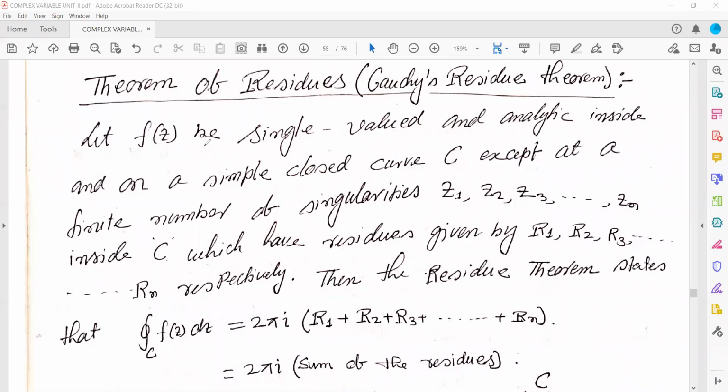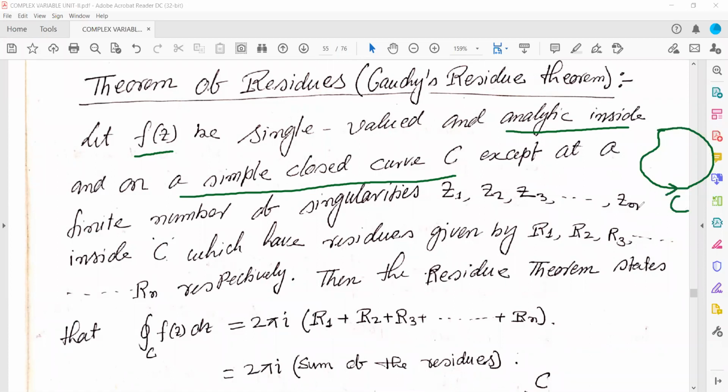Okay, so what is that one? It says that if you have a single valued function f(z), and that function f(z) is analytic inside and on a simple closed curve C, except at a finite number of singularities. So there are some singularity points. No doubt the given function f(z) is analytic within and on the boundary of the region, except at some finite points.